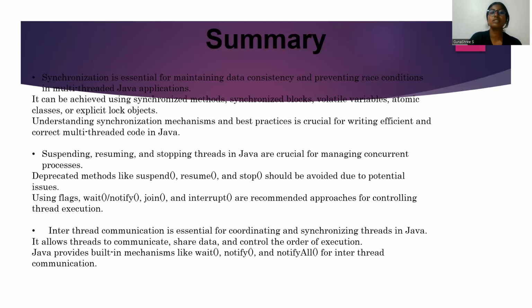The second topic, suspending, resuming, and stopping threads in Java. This is crucial for managing concurrent processes. Methods like suspend, resume, and stop should be avoided due to potential issues, while using flags, wait, notify, join, and interrupt is recommended for controlling thread execution.